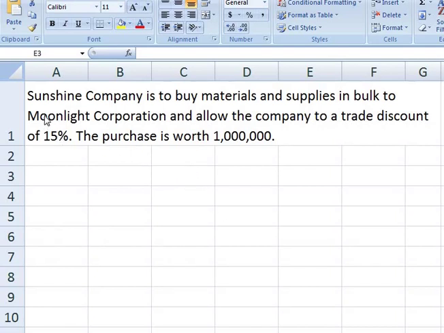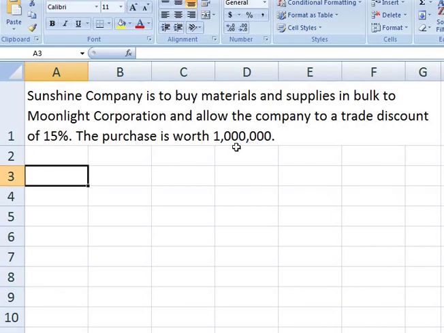Okay. So, let us take this example. So this is from your self-instructional manual. So we have Sunshine Company na is to buy materials and supplies in bulk to Moonlight Corporation and allow the company to a trade discount of 15%. The purchase is worth 1 million. Now, first things first, before we can make some entries, of course, we have to compute muna. So, ano ba yung i-compute natin? So, dito, we are given purchase price na 1 million.